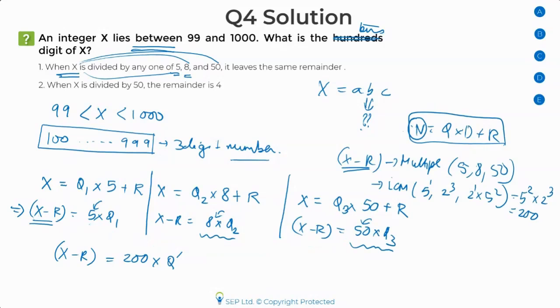Since I'm looking for the tens digit of x, I can say x is equal to 200 q dash plus r. I don't know what q dash is. This is what I can infer. But did I miss something, guys? Because it seems I cannot get my answer. Is there something which I missed? Can I still get my answer? There's one small thing which I did not talk about. Can anyone point out what I missed?